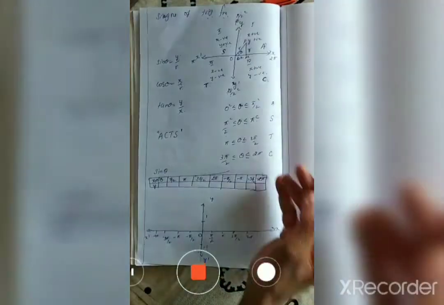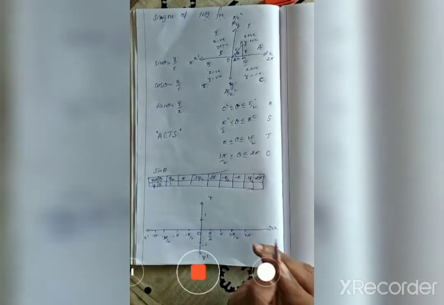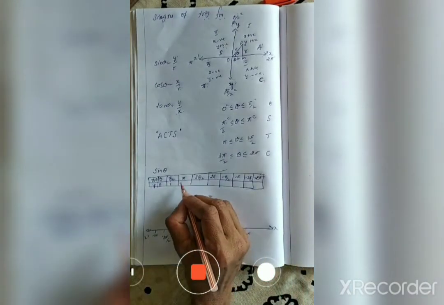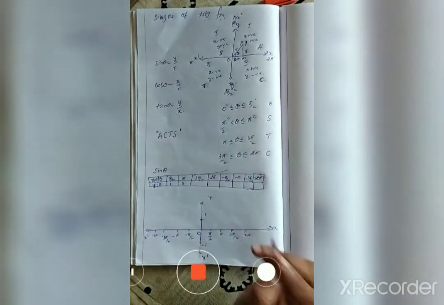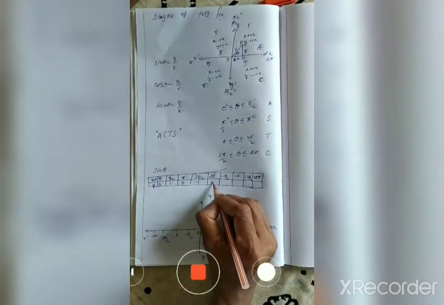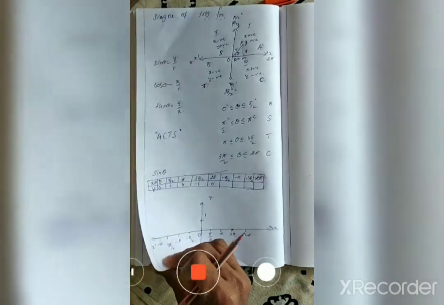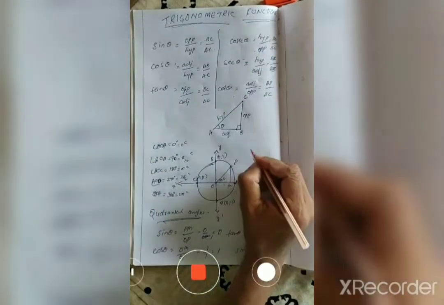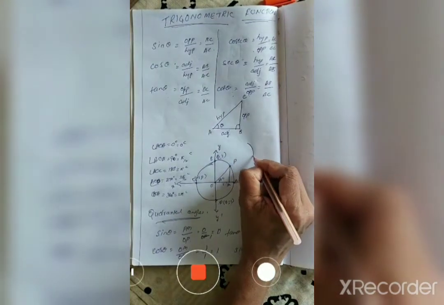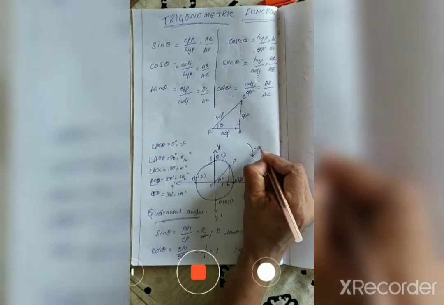So let us give the values. Sine 0 is 0, sine 90 or sine pi by 2 is 1, sine pi is 0, sine 3 pi by 2 is minus 1, sine 2 pi is 0. If you go to negative side, if you rotate like this, that gives you the negative angle.